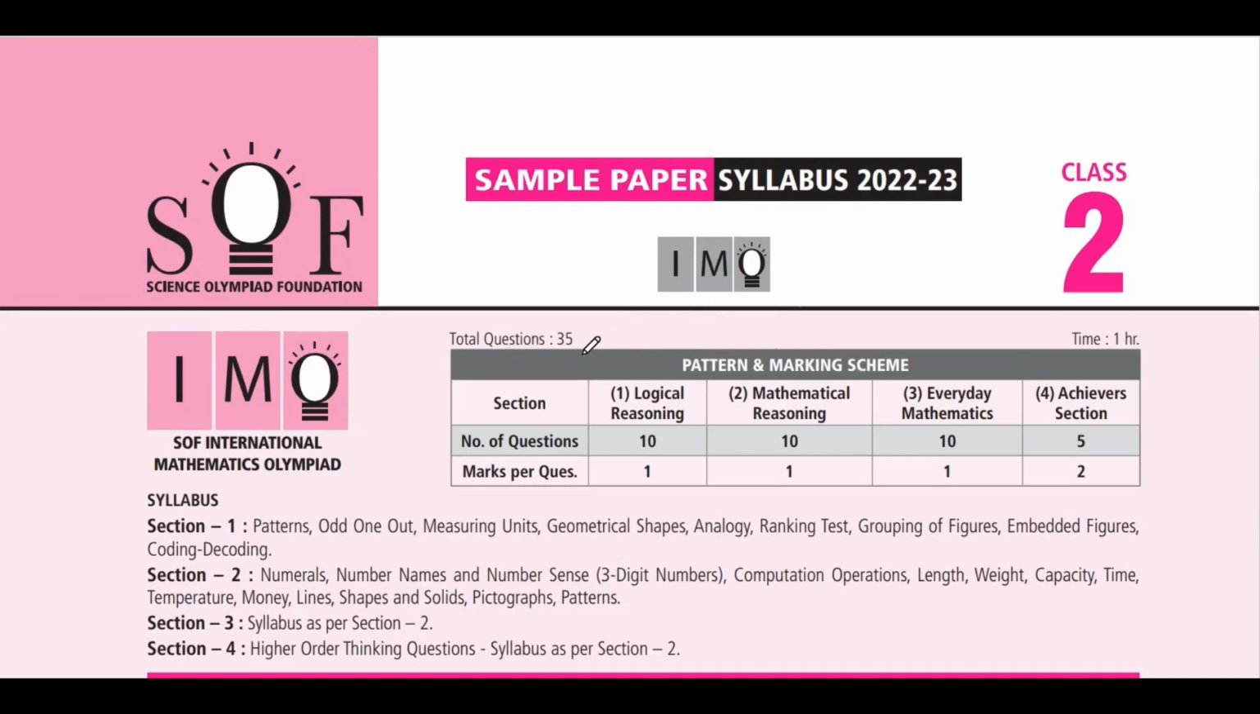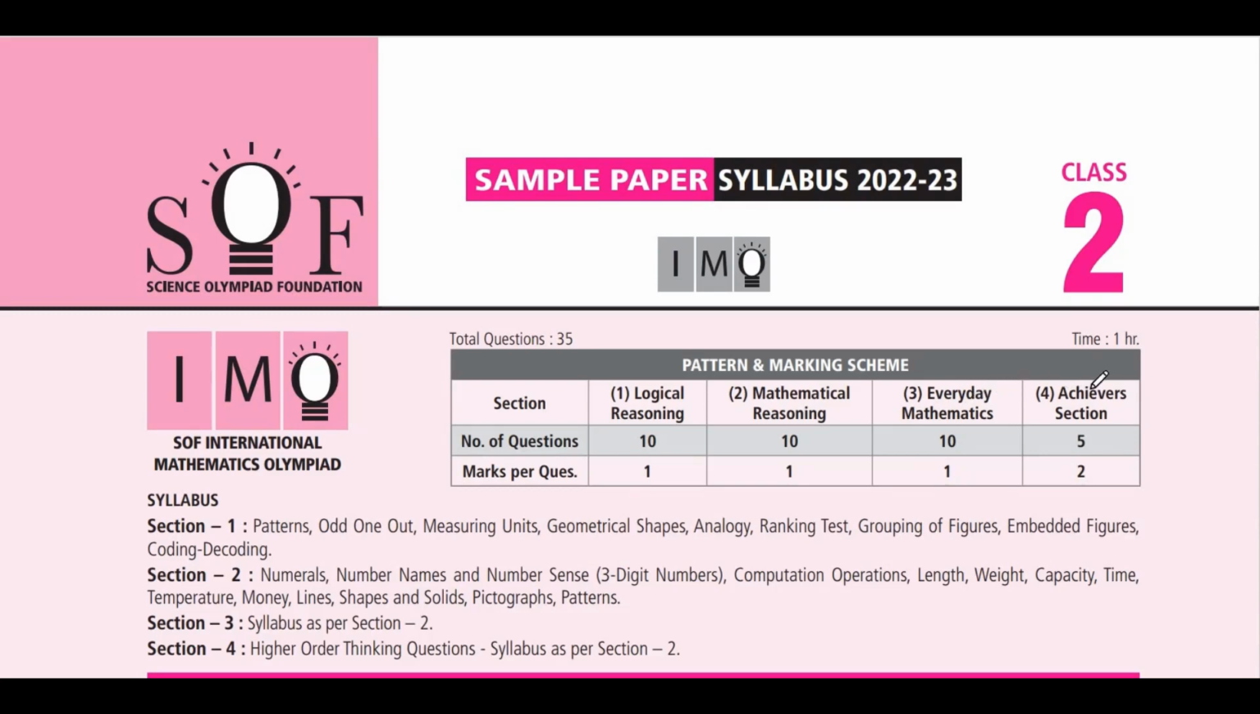Totally there would be 35 questions. The first section is the logical reasoning section. Logical reasoning will have 10 questions and each question will carry 1 mark. Our second section is the mathematical reasoning section. This also has 10 questions and each question would carry 1 mark. And our third section is everyday mathematics, and this also will have 10 questions, each carrying 1 mark. Everyday mathematics is nothing but the math which we use in our day-to-day life.